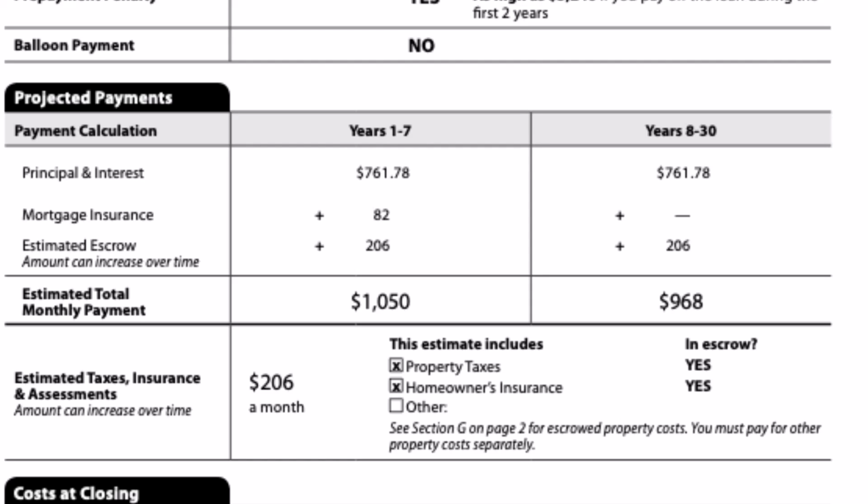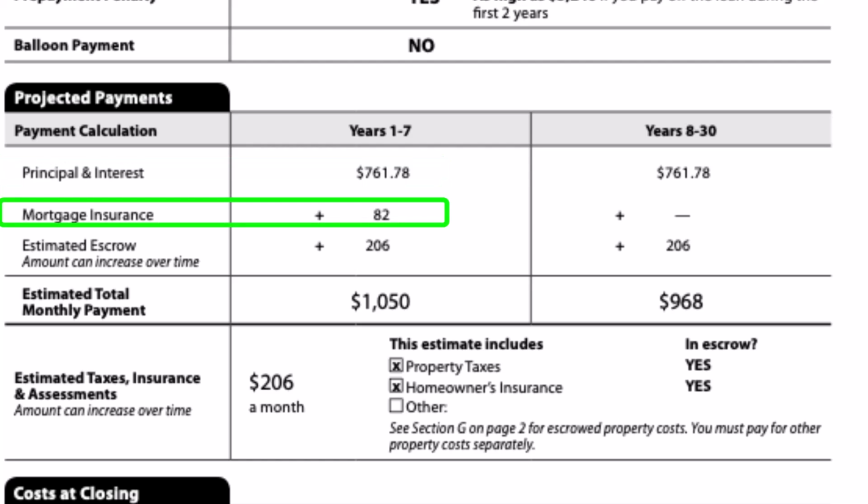Now let's review some of the terms in this section, starting with the principal. And this represents the portion of your monthly payment that goes towards paying down your loan balance. Next, we have interest, and this represents the portion that goes towards paying interest fees to the lender.